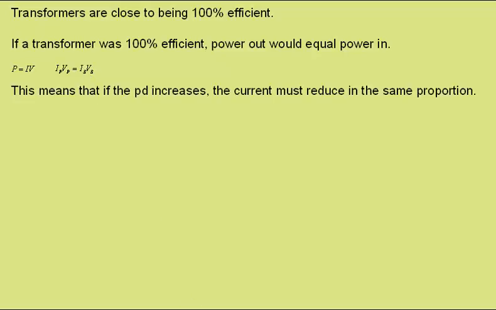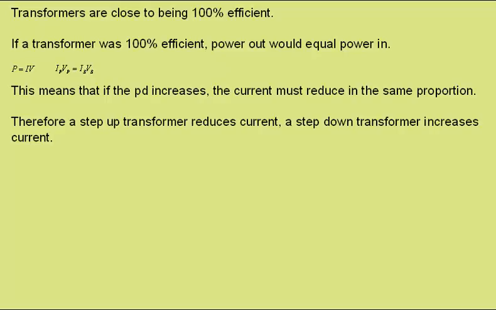This means that if the potential difference increases, as in a step-up transformer, the current must reduce in the same proportion. So if we double the potential difference, we must halve the current, and so on. Therefore, a step-up transformer reduces the current, and a step-down transformer increases the current.